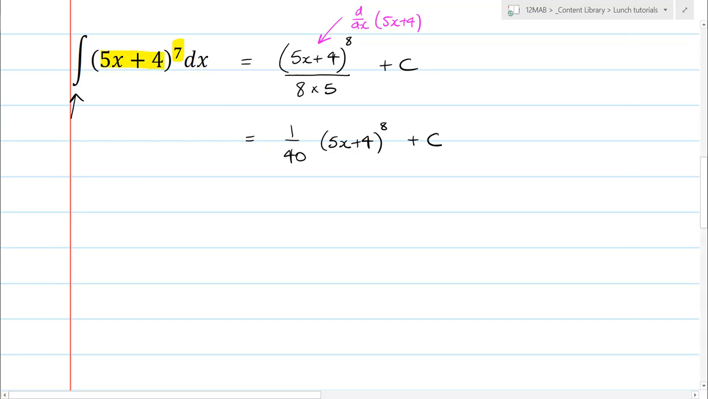That's probably a 2-mark question again, and there's probably half a mark allocated for leaving the polynomial the same, not writing it as x squared over 2, 5x squared, etc. And there'll be half a mark allocated for the power, half a mark for the 1/40 fraction, and half a mark for the plus c. Something along those lines.